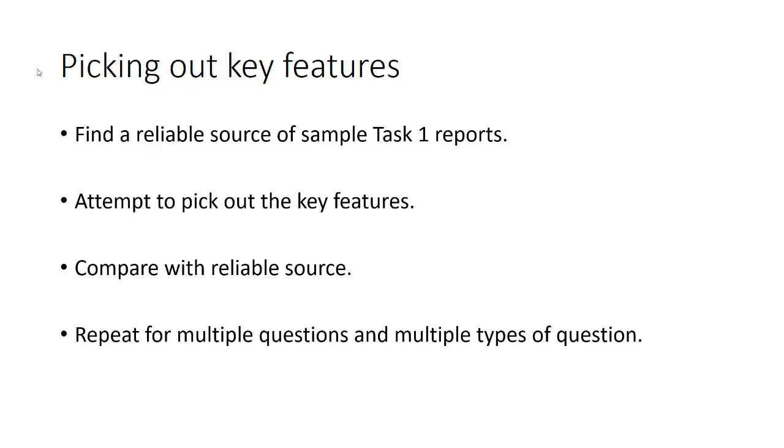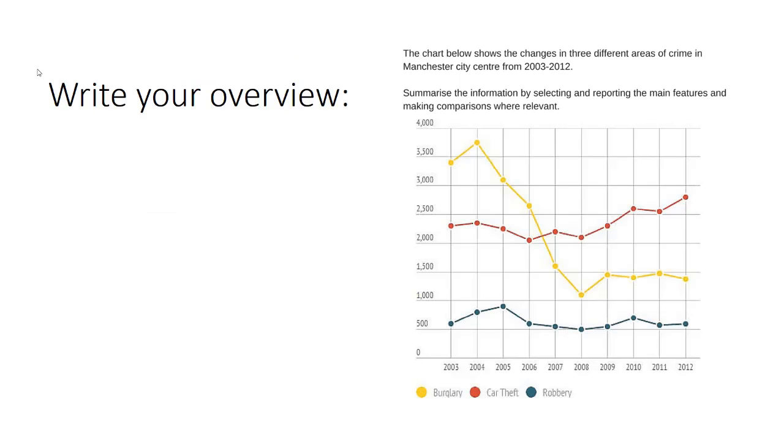So look at a lot of bar charts, look at a lot of pie charts, look at a lot of tables, look at processes, look at maps, look at combinations of those. You have to really practice this because it's a skill, and if you do not understand how to do it and you do not practice it, you'll have no hope of doing it in the real test. And then write your overview. So you picked out the key features, write your overview.